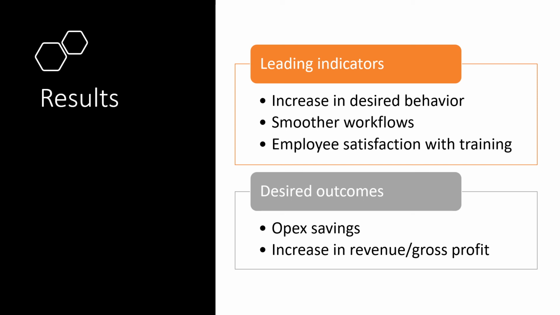And desired outcomes: are you seeing OpEx savings? Are you seeing an increase in revenue and gross profit? These are really important to every business that's out there, because every business runs around revenues and profits. But everybody's always looking for savings that they can make in operational expenses. Sometimes these can be a little bit difficult to relate directly to the training. There's not really a correlation or a direct link to it, so you have to have some agreements with management on what those are.